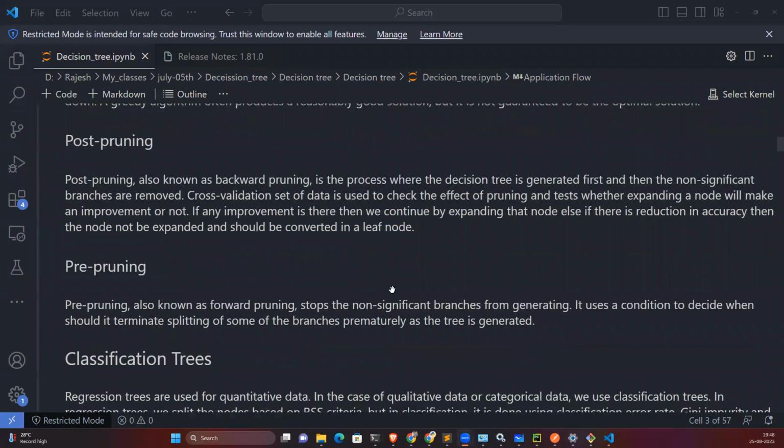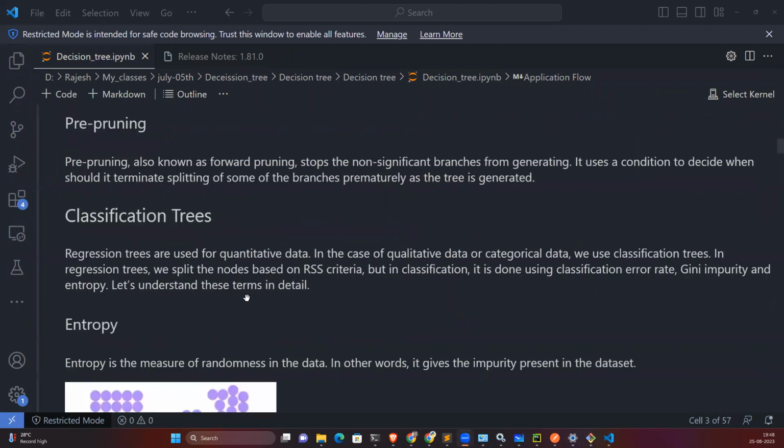Now the actual classification problem will come into the picture. Regression trees are used for quantitative data, meaning numbers like 75.5 kg, 72.2. This is called quantitative data. In the case of qualitative data, meaning classification data or categorical data, we use a classification tree. And in a regression tree, we split the node based on the RSS. RSS is residual sum of squares.